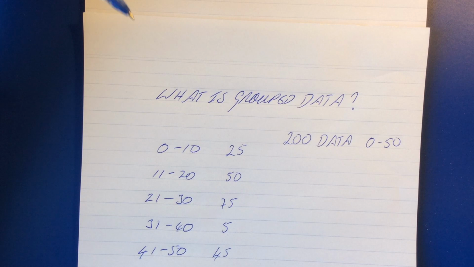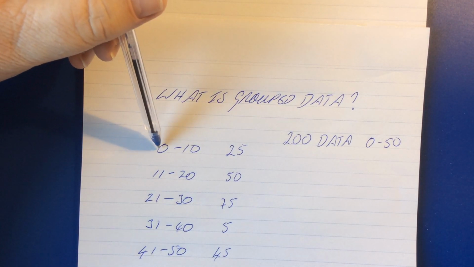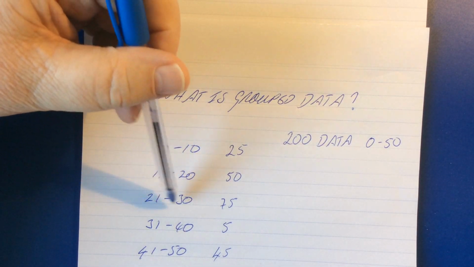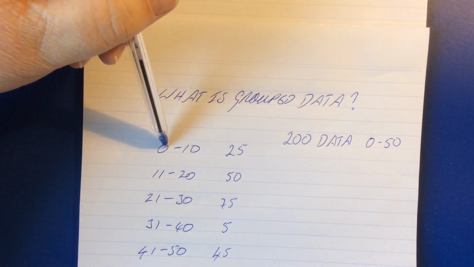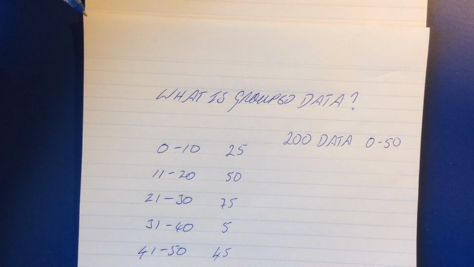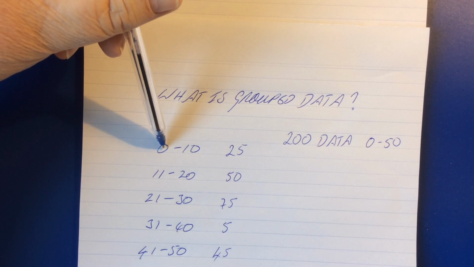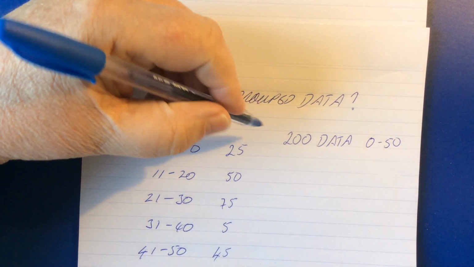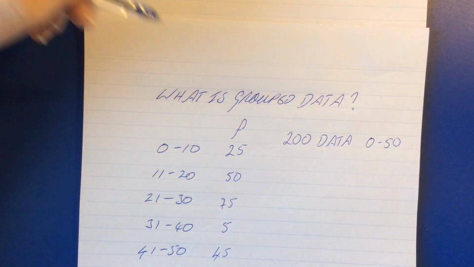So, what is a way in which you can represent this data? Now, note I said a way in which you can represent this data. It is one of the ways, and that is by using class intervals or data groups. Okay. So what I've done is I've set out some parameters here, class intervals they're called, and we're looking at numbers from 0 to 10, of which in this group there are 25.